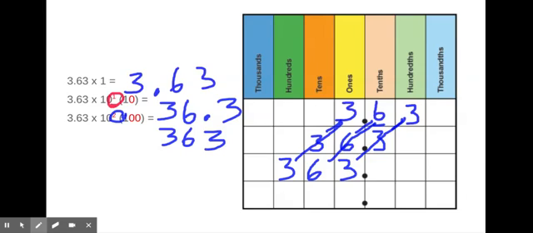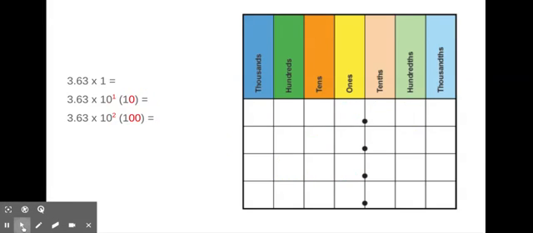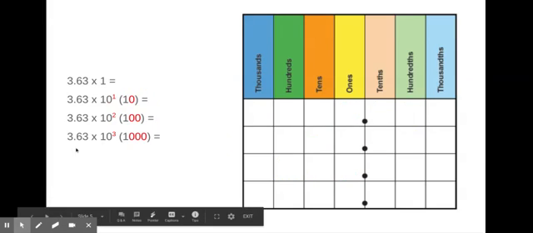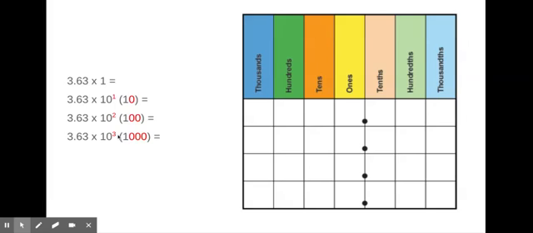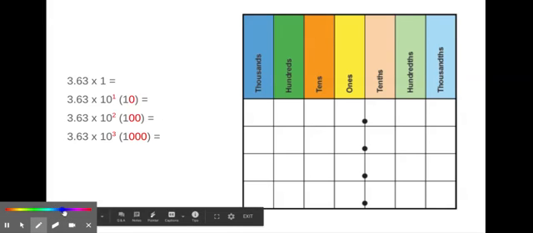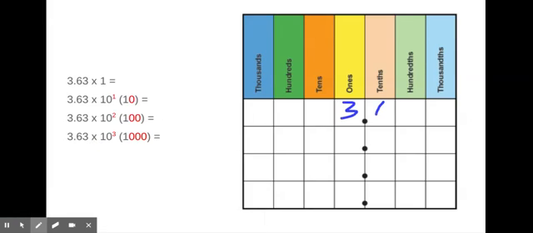Let's do one more like this, and I'm going to go ahead and erase the screen so that we can see a little better. For this last problem, let's try it with 3 and 63 hundredths times 10 to the third power. What do you think the answer would be? Can you use this pattern that we've been doing to figure it out? Remember, we're starting with 3 and 63 hundredths, and our exponent is a 3. So how many places do we need to move each digit up on the place value chart?